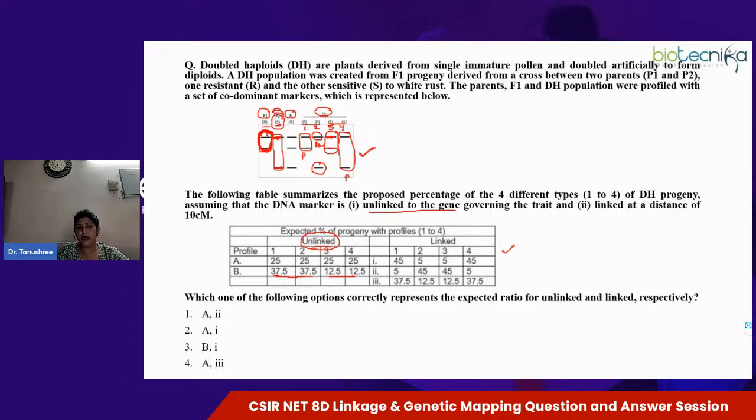But this is what we are getting. So that means this one is also recombinant, right? And we know that when the genes are not linked, or independent, they are independently assorting. So we should get a one-is-to-one equal ratio for parental and for recombinant. So here out of A and B, A is correct.